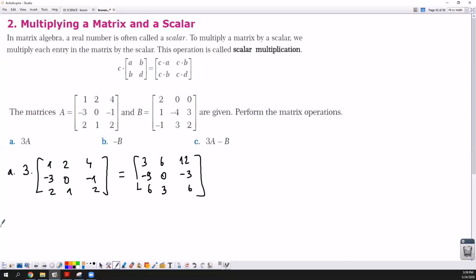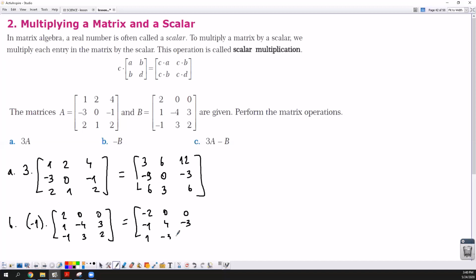Okay. And for the second example, we have to find negative B, which means we will multiply matrix B by negative 1. So the scalar value for us is negative 1 times the matrix B, which is 2, 0, 0, 1, negative 4, 3, negative 1, 3, and 2. So we have to take the opposite sign of each entry here. So it's going to be negative 2, 0, 0, negative 1, 4, negative 3, 1, negative 3, and negative 2.